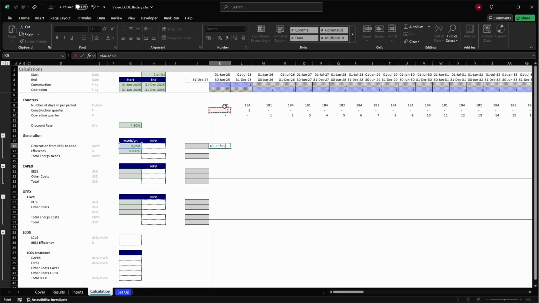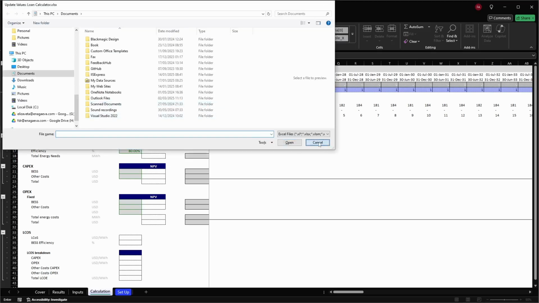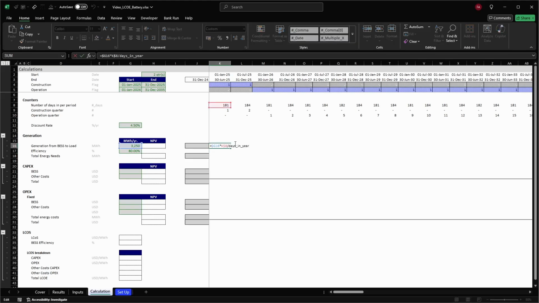And I'm going to multiply by what? By the number of days. I'm going to press F4 twice to properly anchor it. And I'm going to divide by days in a given year, which is 365 because I set it to... So second, what's going on here?